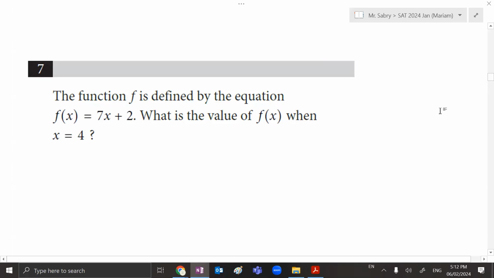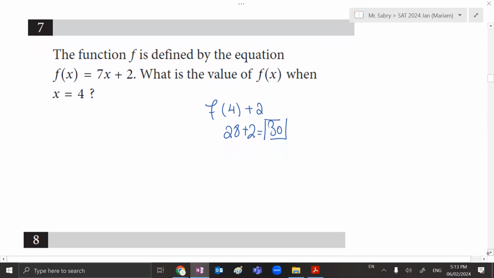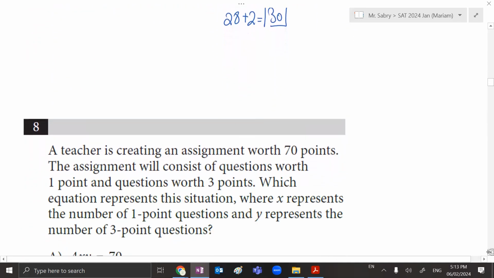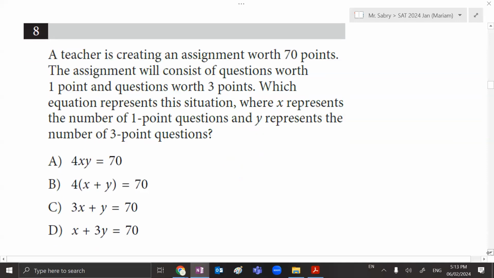Number 7. The function f is defined by the equation. What is the value of f of x when x is equal to 4? We're just going to solve it normally, substitute x with 4. So 7 multiplied by 4 in a bracket, always. Whenever I substitute, I put a bracket instead of the x. And that would get me 30 on a calculator right away. Very easy.